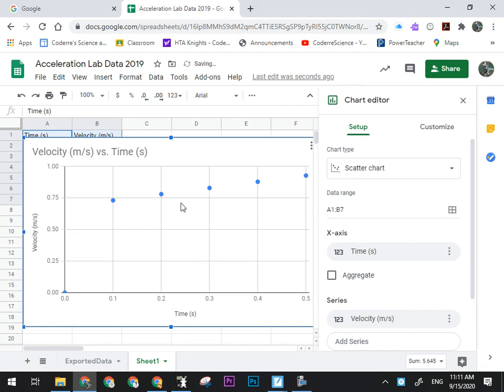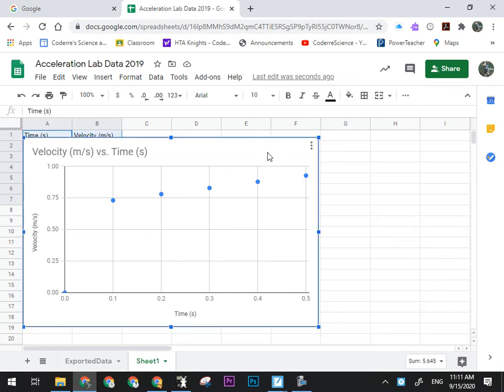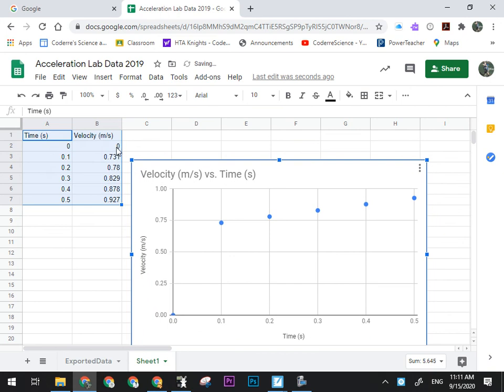Same as before, so I've got a weird one here. I probably should have put a 0 in there. Actually, I definitely shouldn't have put a 0 in there. Then I can get my line drawn and all of that kind of stuff from there.